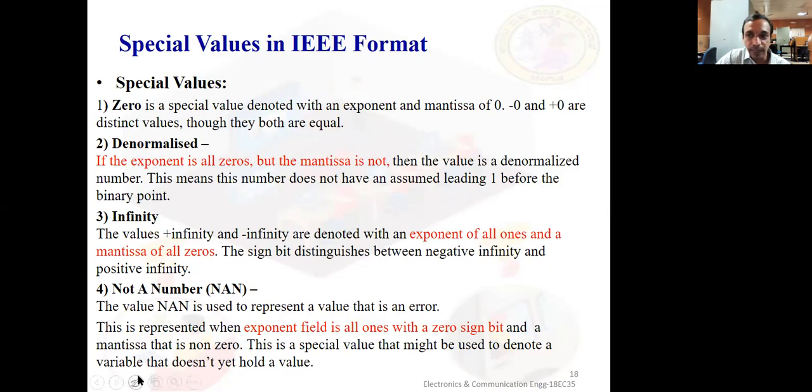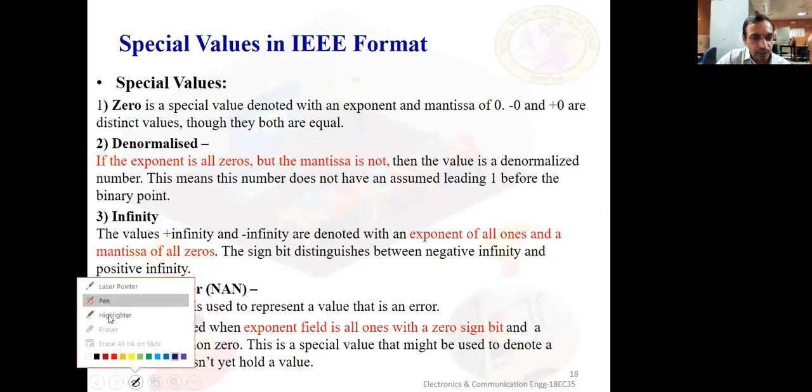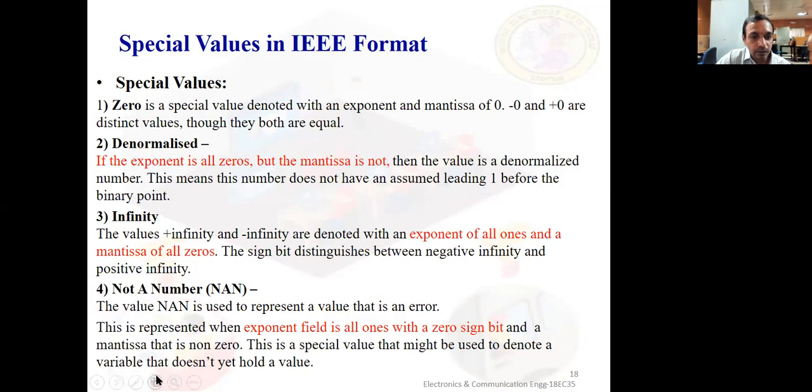Okay, so we'll go to the example later. Some special values are there in the IEEE format. Like 0 itself is a special value, with an exponent and mantissa of 0, minus 0. Okay, is it very clear? So 0 is a special value with exponent and mantissa of 0, and minus 0, or 0 and plus 0.